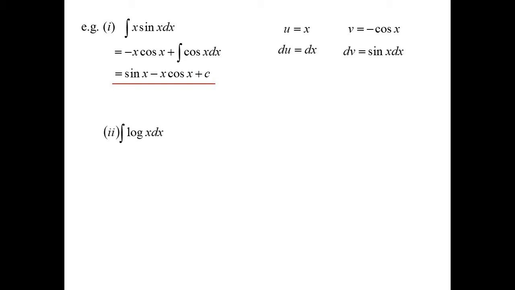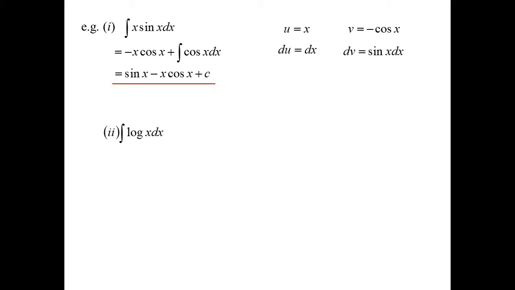Log x, now I've told you, just remember it's x log x minus x. But now let's prove it. So we choose u so it makes the function simpler. We go, hang on, there's only one function there. Well, there's actually two functions there. One is log x, the other is simply the number 1. So choose u to make it simpler.